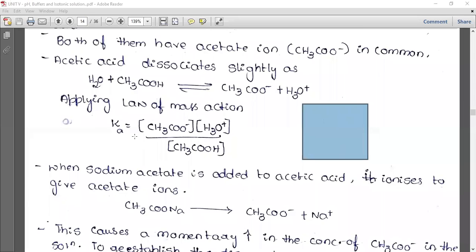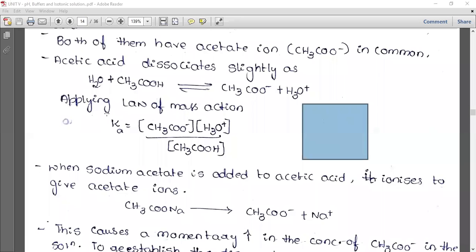Okay, so in general, this will have acetate ion, hydroxyl ion, and acetic acid. So because of introduction of sodium acetate, what happens? There is addition of acetate ion and sodium ion. Now already present acetate ion is there. Because of introduction of sodium acetate, there is an increase in the concentration of acetate ion which was already present, because we are introducing acetate ion through sodium acetate.